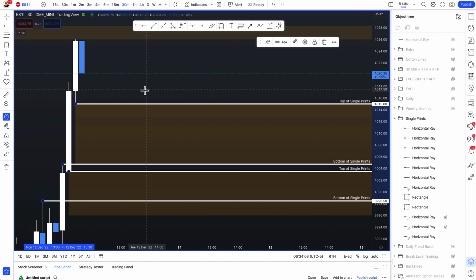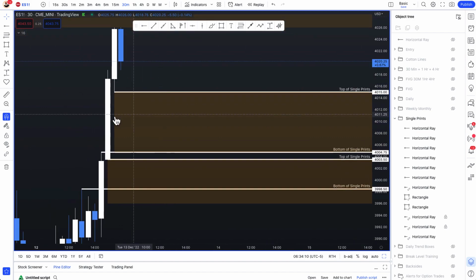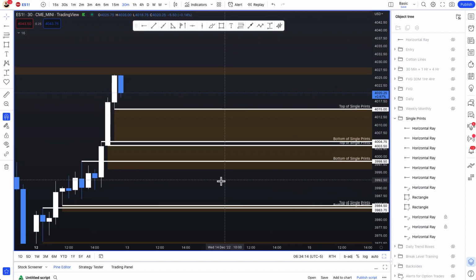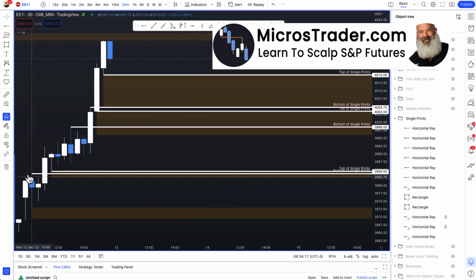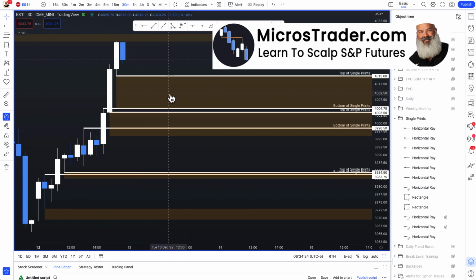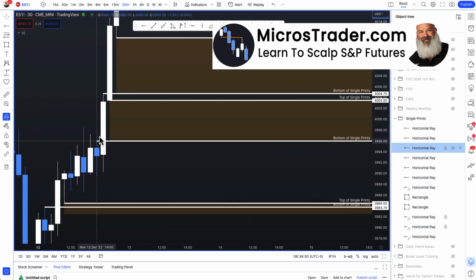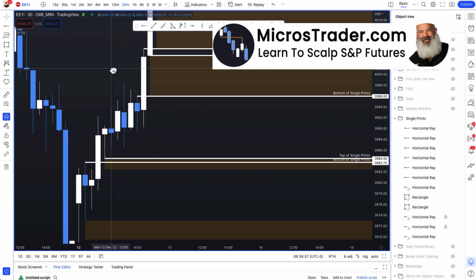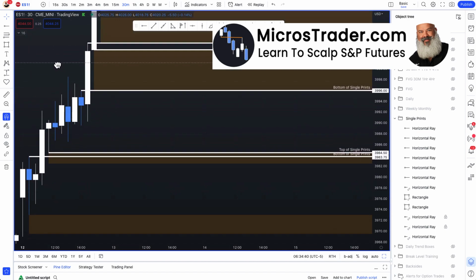Very nice. So single prints are where price only traded once on a 30-minute chart, between the opening 30-minute candle and the closing 30-minute candle. You can pull up the fair value gap to give you a start, and then you have to look a little closer. So just to go over that one more time: in this area here, it identifies this fair value gap, but price traded up to here and price traded up to here on our day.